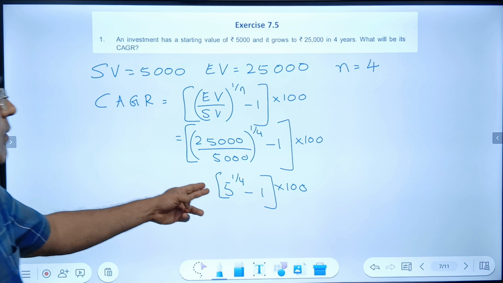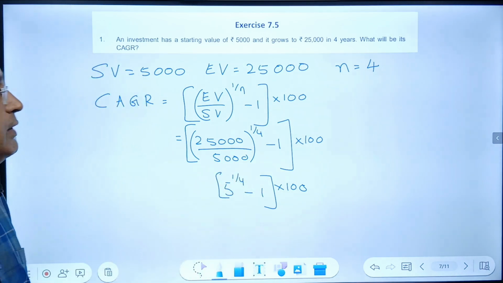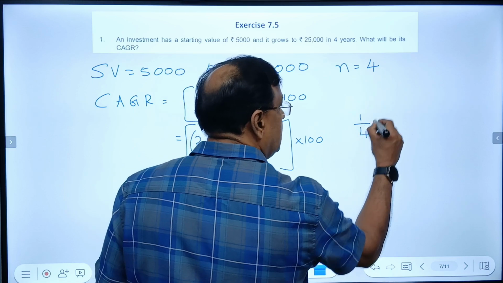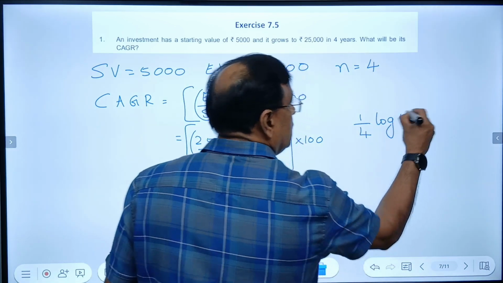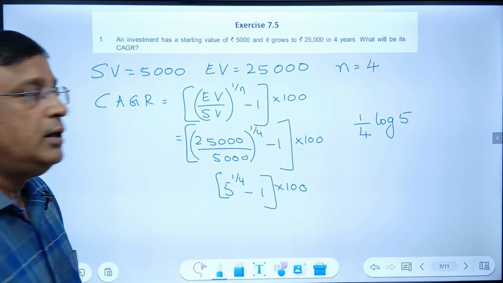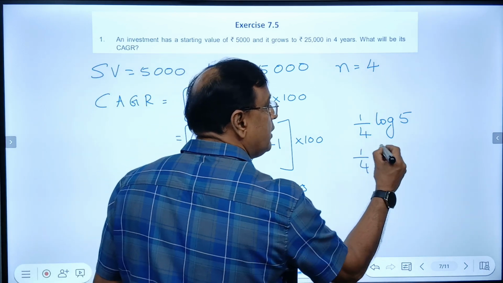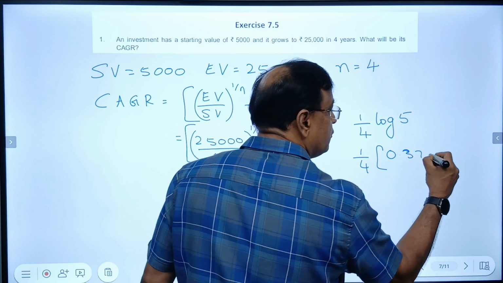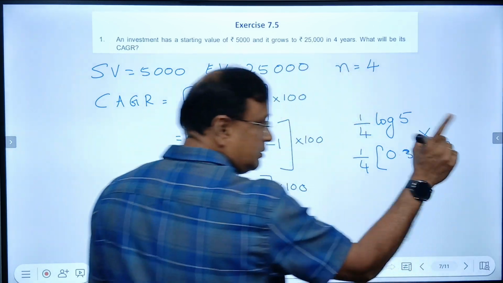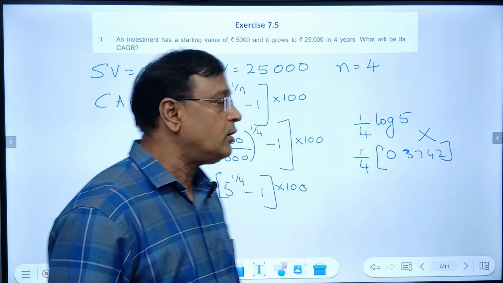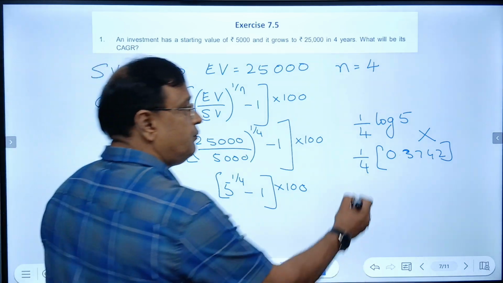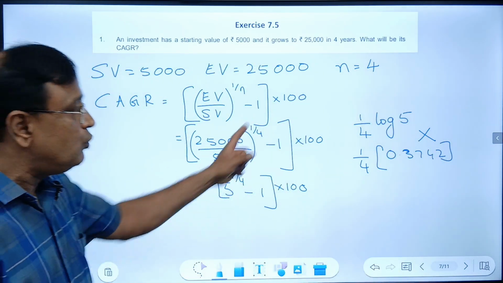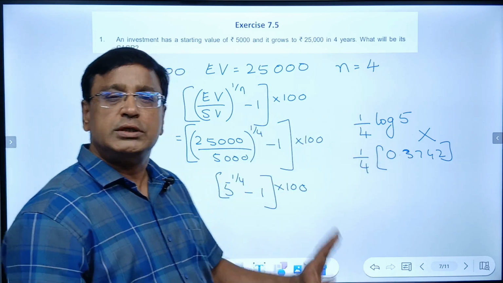Sometimes in the exam they give you the value of 5 power 1 by 4, or otherwise we have done in detail how to do logarithm. I am not going to do it, but I will help you. I will give you the basic. You find 1 by 4 log 5 and then you find the log 5. Log 5 will be something like 0.something. I am just taking some random value, 3742 something. This is not correct. Okay. Then you divide it, take anti-log, that will give you the value. So if they don't give it, you can always do it through logarithm, but mostly they will give it.